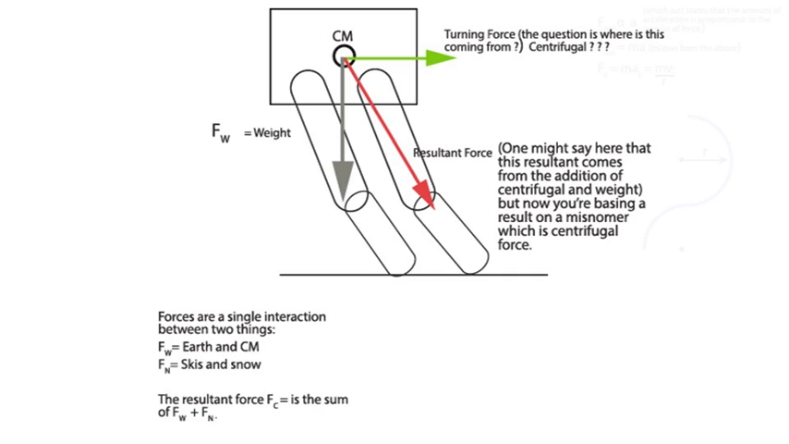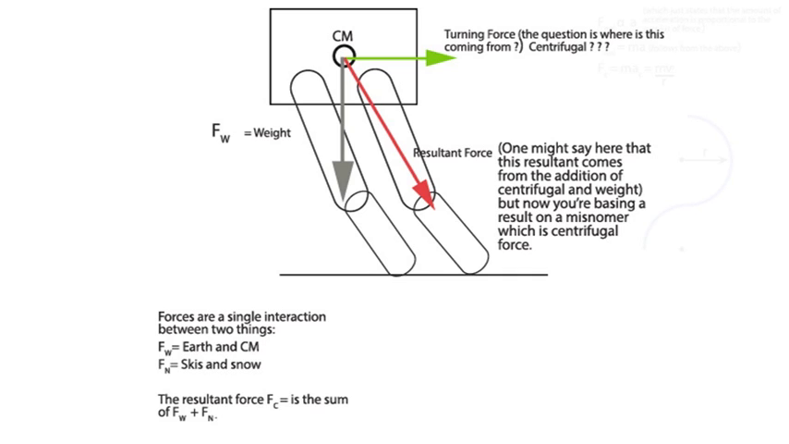The force of weight, F sub w, the turning force. Where is this coming from? Is this the centrifugal force that often is referred to? And then a resultant. The problem that I see with this argument is that the resultant is questionable due to the fact that you are basing it on the assumption of a centrifugal force.